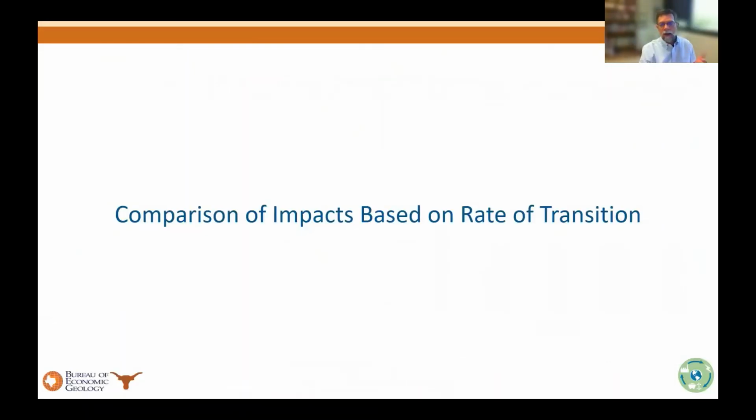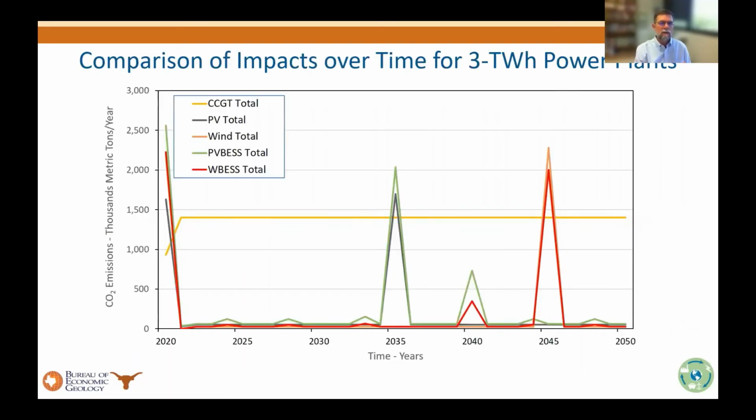And so what happens if we want to change the rate of the transition as we decarbonize? If we look over 30 years, mid-century, this is the total CCGT. There's PV, and PV with batteries, and then we have wind and wind with batteries. And you can see that for the CCGT, in CO2 emissions, once you get the facility up and running, you have essentially a steady rate of CO2 emissions.